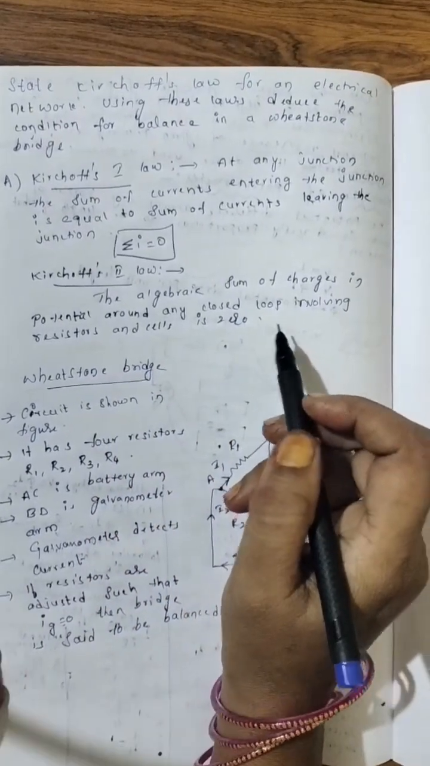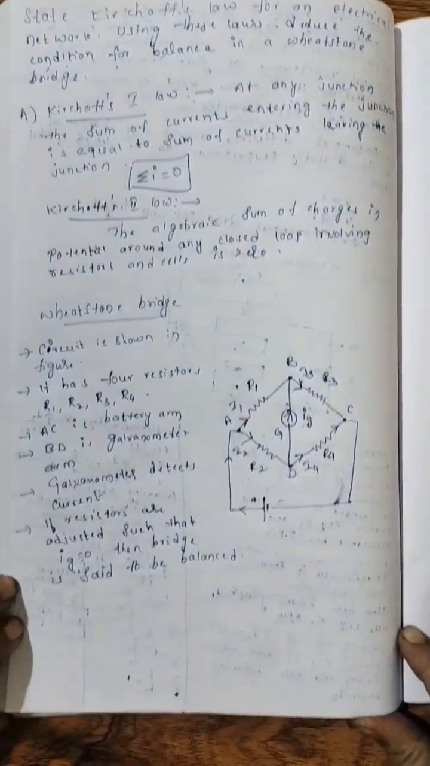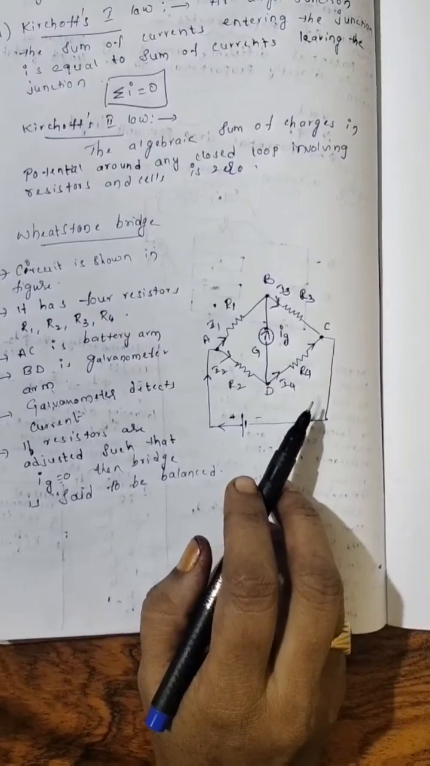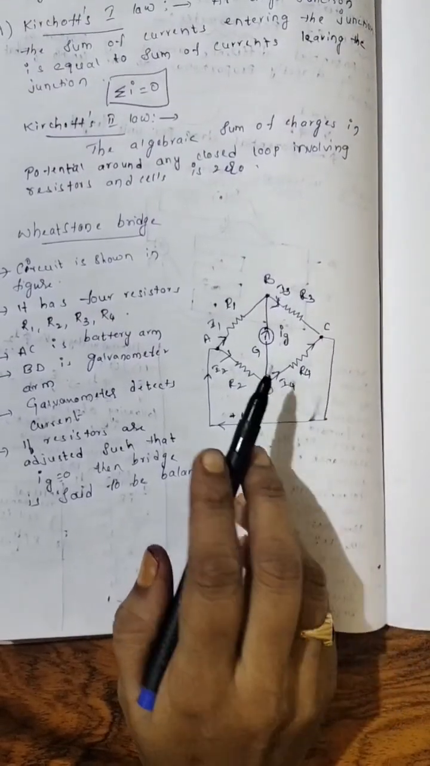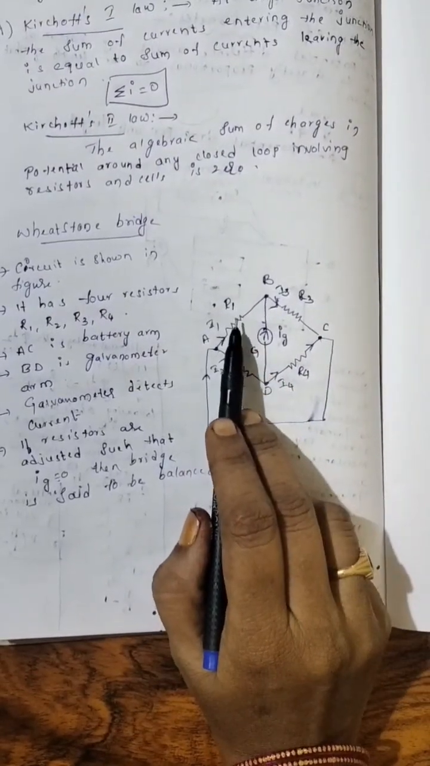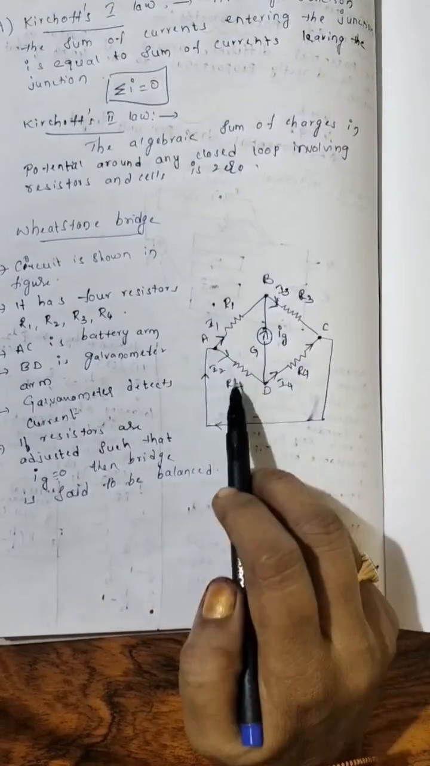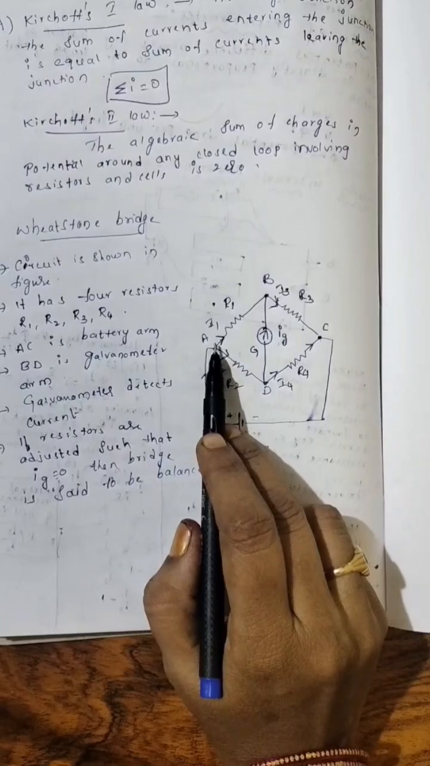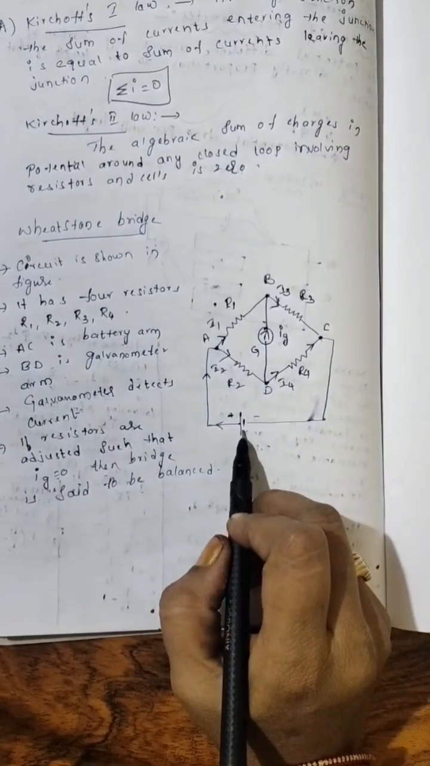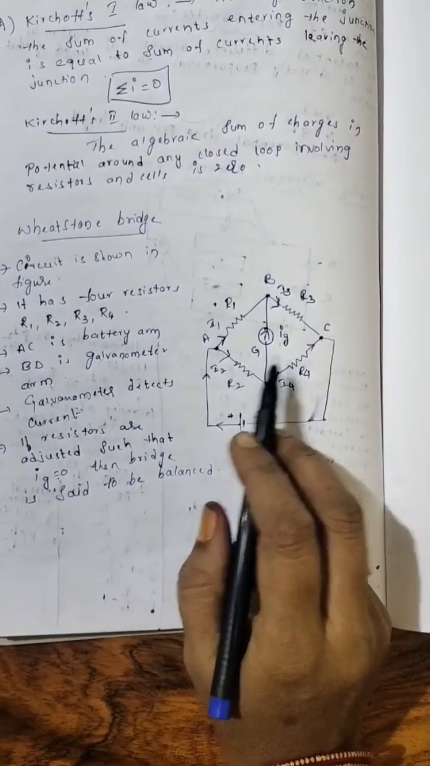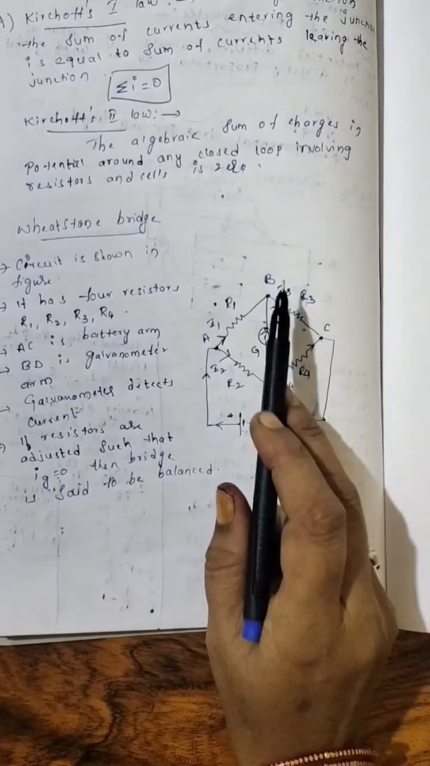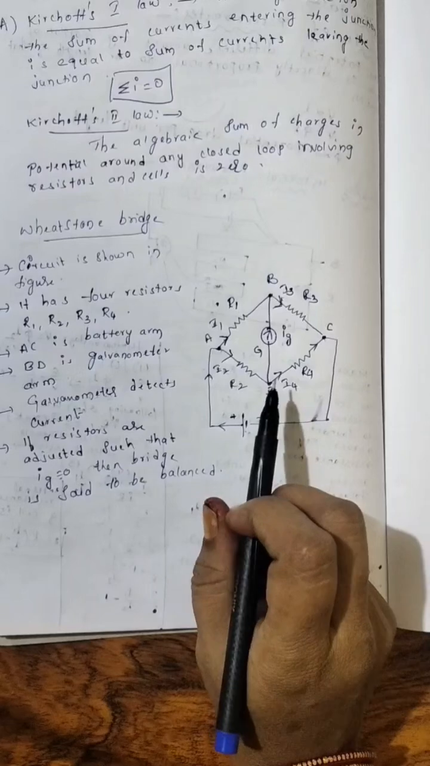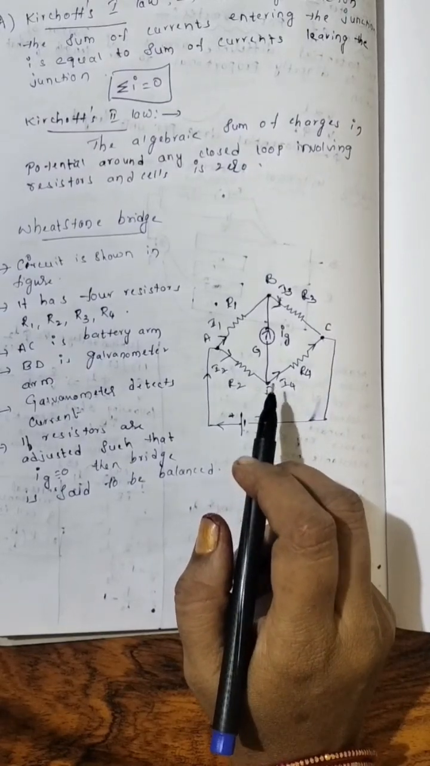Now, let us move to the Wheatstone bridge. This is the circuit of a Wheatstone bridge. It has 4 resistors, R1, R2, R3, R4. Across AC, we connected a battery, so it is called the battery arm. Across BD, we connected a galvanometer, so it is called the galvanometer arm.